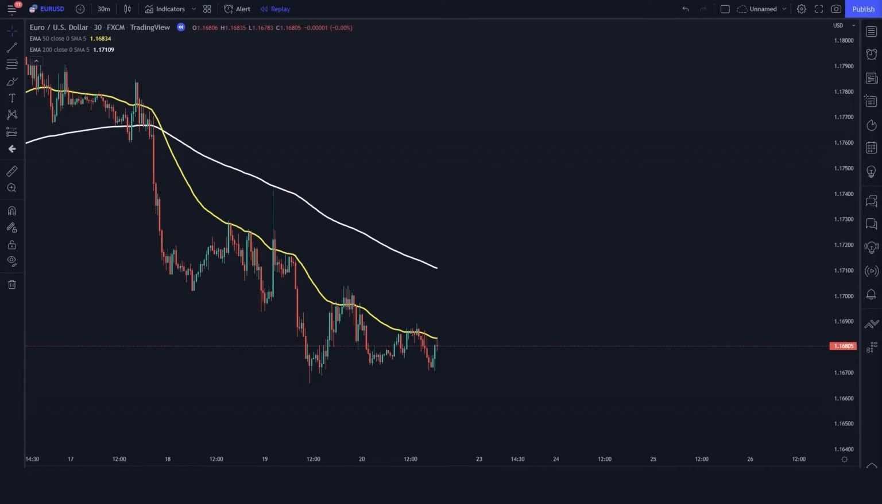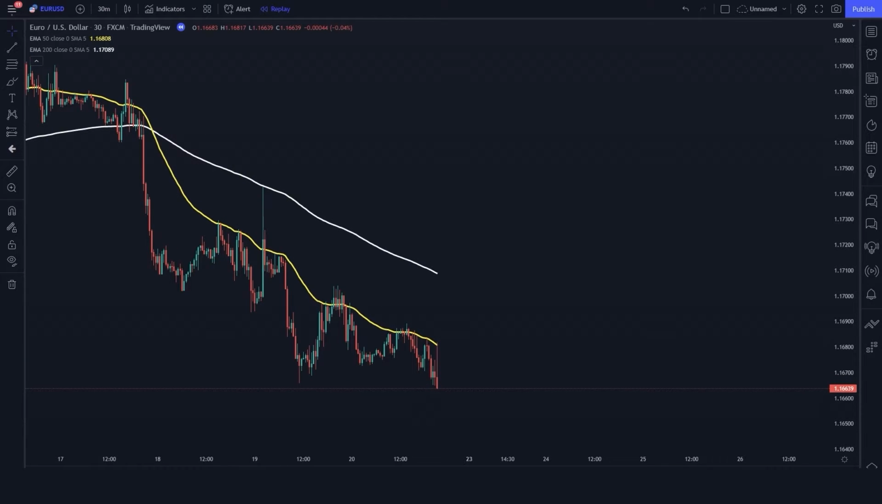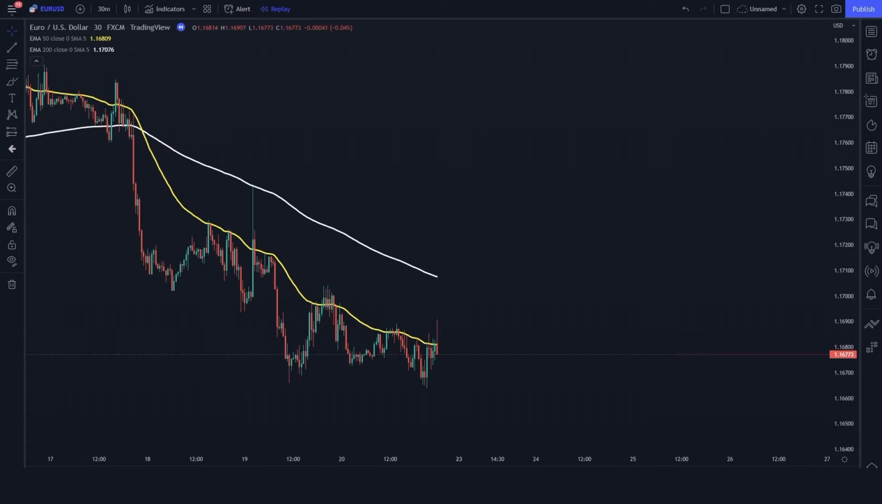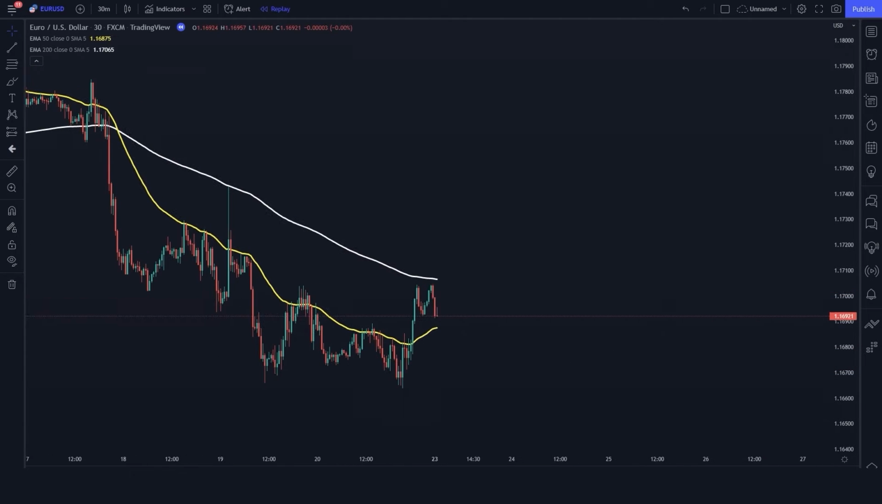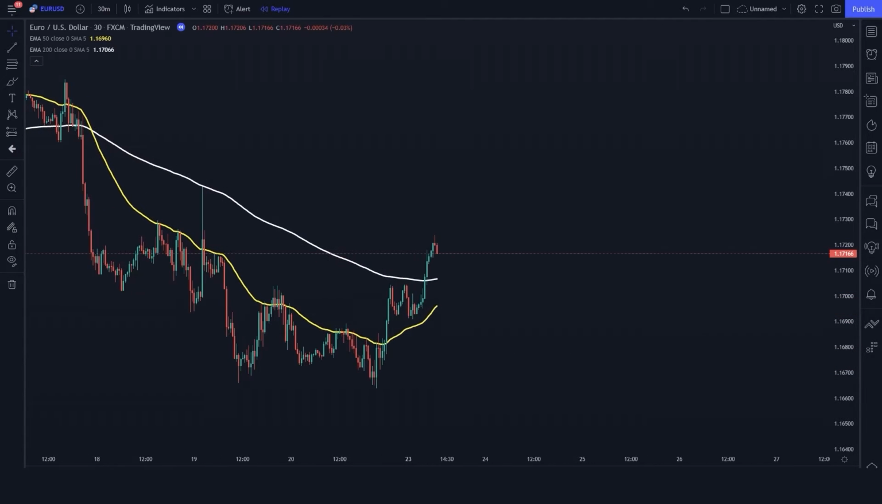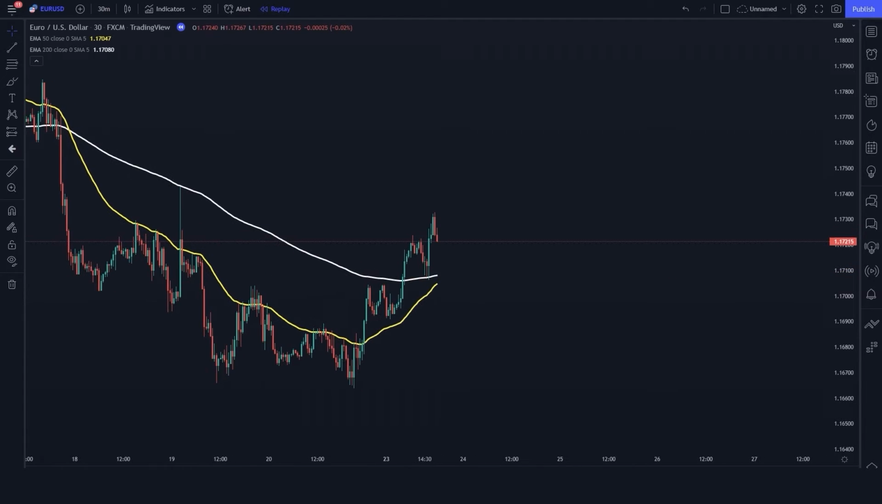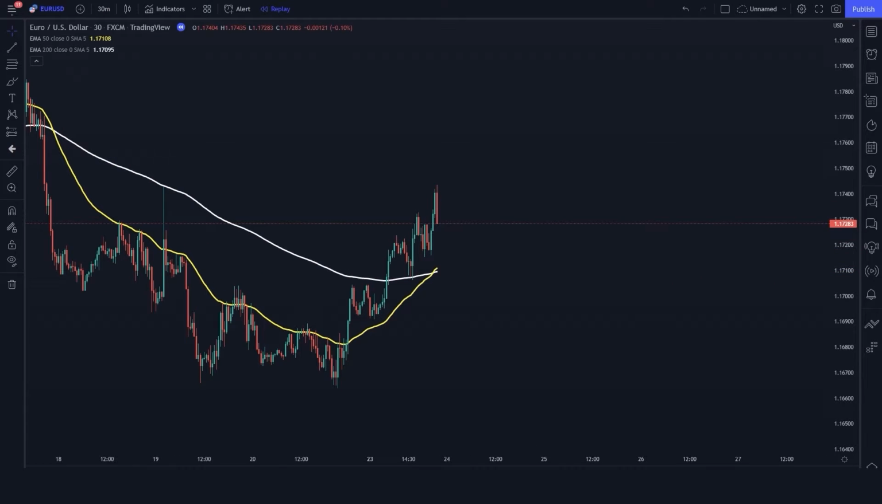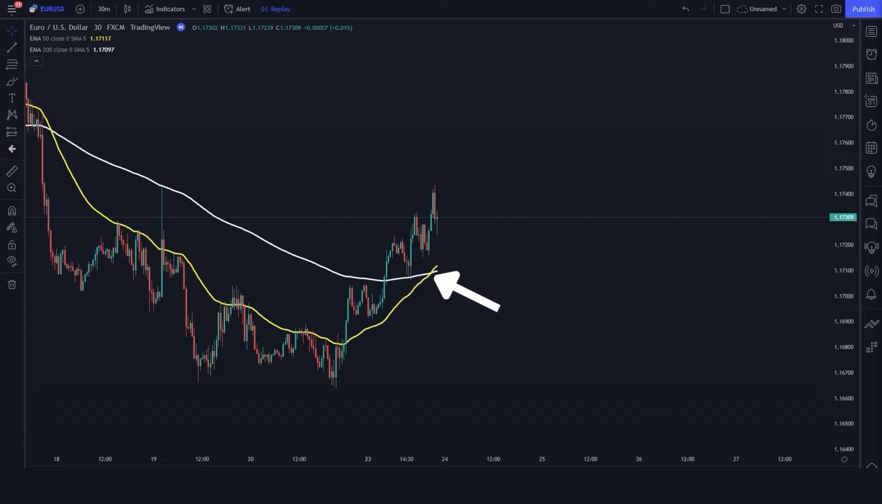Now, you can see in the chart. The 50-period EMA is below the 200-period EMA. Wait until the 50-period EMA crosses above the 200-period EMA. When the 50-period EMA is crossing above the 200-period EMA, go for a buy or long transaction.